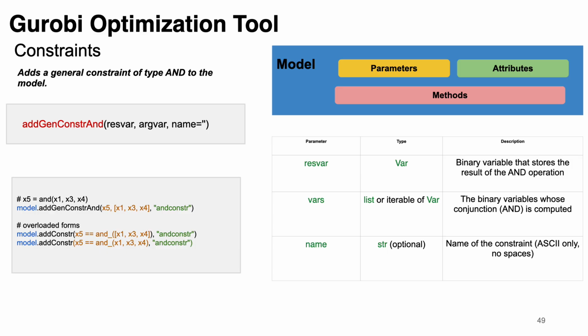Looking at the code, you can use the explicit method or the elegant overloaded form, model.addConstr(x5 == and_(x1, x3, x4)), passing a list of x1, x3, and x4. This is how we handled the process activation warehouse scenario we discussed earlier.